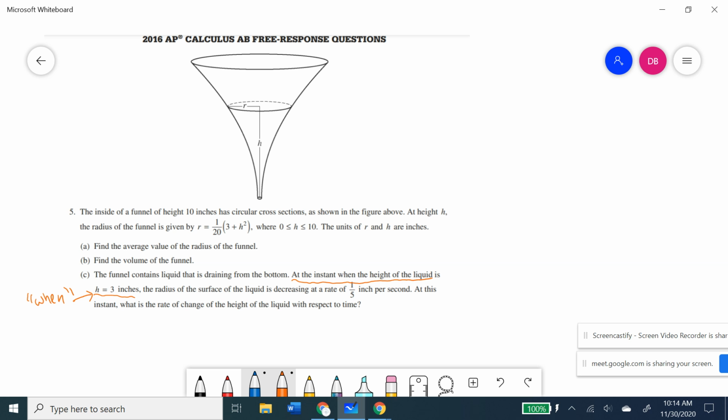So you are told at the instant when h is 3 inches, the radius of the surface of the liquid. So surface of the liquid would be the circle, and this r right here would be the radius of that surface. It is decreasing at a rate of 1/5 inch per second. You have to make sure that you recognize the word decrease and put a negative with your rate of change.